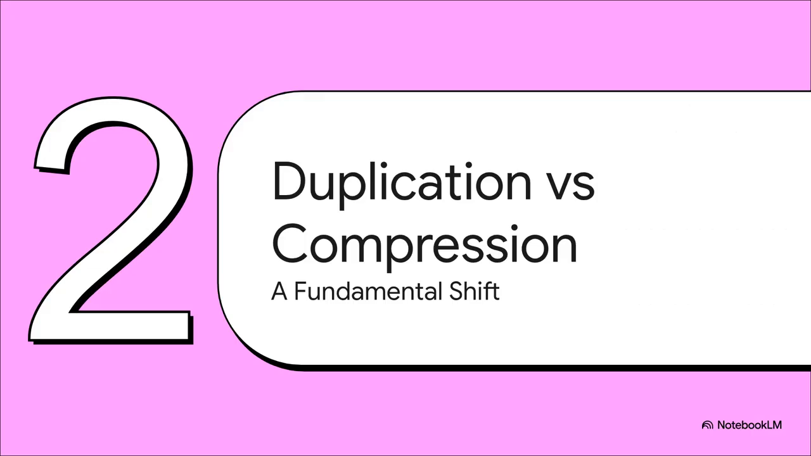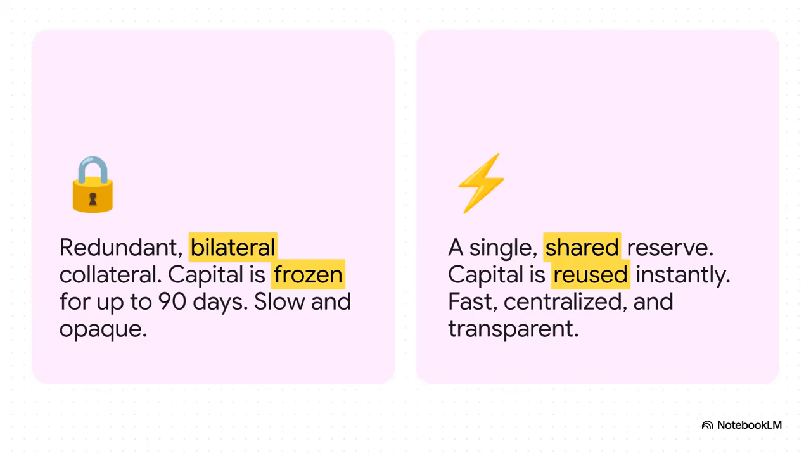So here's the key thing to get. This isn't about adding risk or leverage or anything like that. It's just duplication. It's born from pure inefficiency. And the solution is to move away from that broken model to a completely new one, what we're calling capital compression. And this slide really just lays it all out, the before and after. On the left, you've got the old way. Tons of redundant collateral for every single trade, and that capital is frozen for like 30 to 90 days. But on the right, you've got the new model, a single shared pot of money where capital is instantly reused. We're talking about a fundamental shift from a slow, murky system to one that's fast, centralized, and totally transparent.